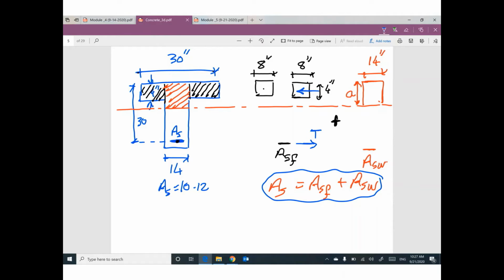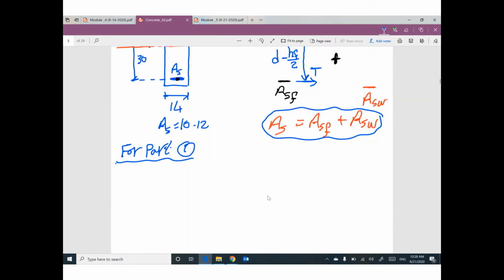And the distance in between tension and compression will be depth minus this thickness hf, divided by 2. So for part 1, capital C will be 0.85 times f'c, 4000, times, what is the total width here?